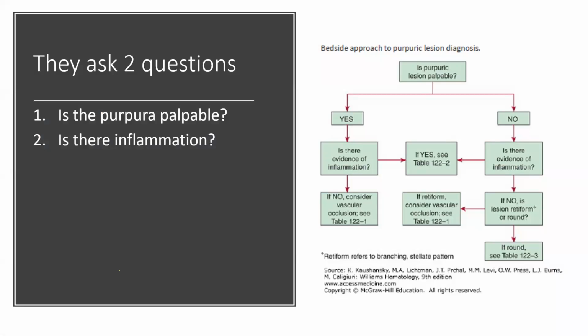So to make it more simple, they ask 2 questions. They ask, is the purpura palpable? And secondly, is there inflammation? So let's just look at the chart or the flow diagram. Let's ask, is the purpura palpable? And if you say yes, then you ask, is there evidence of inflammation? And then if no, they have a few tables that can be considered.